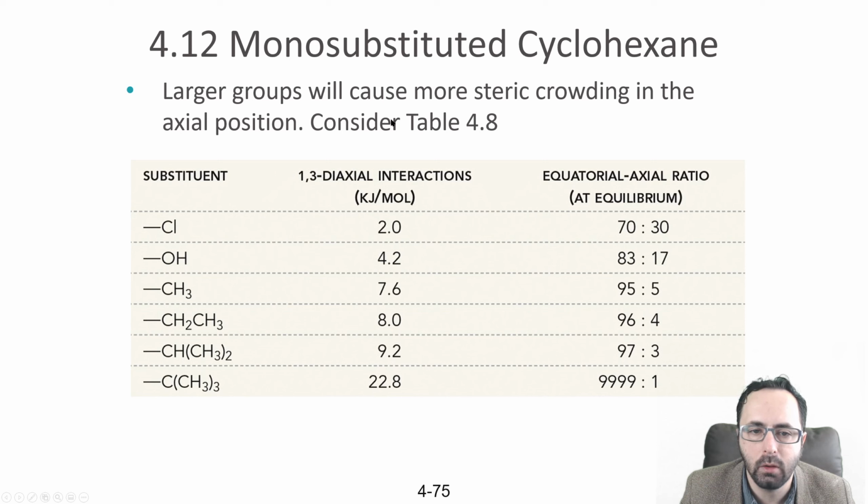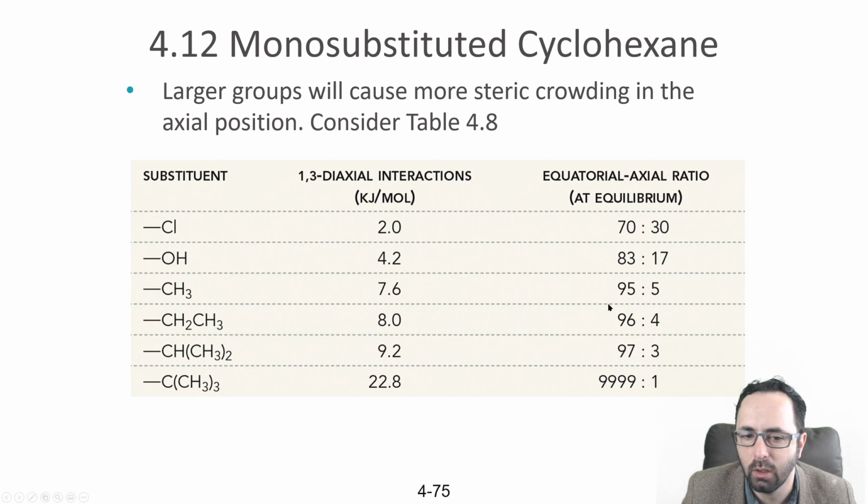So other large groups, not just methyl, but other large groups will cause steric crowding in the axial position. And here are their relative energy costs. You don't have to memorize this, okay? These numbers will be provided for you if you need them. I will provide all these energy numbers. I just simply expect you to be able to use them. Memorizing them isn't really that important to me.